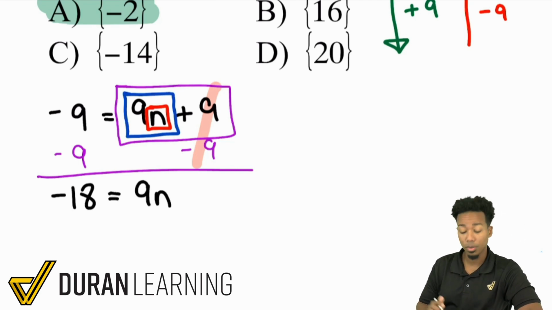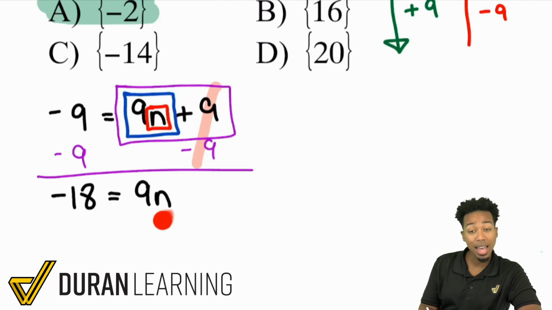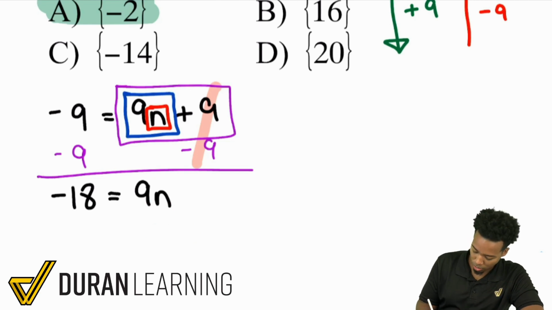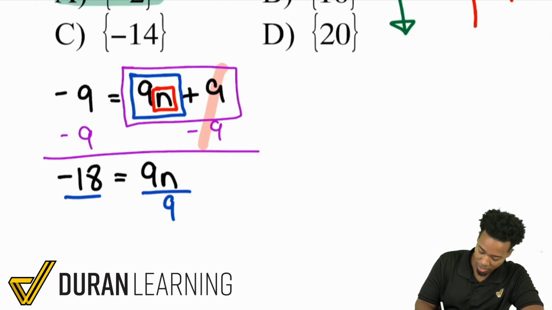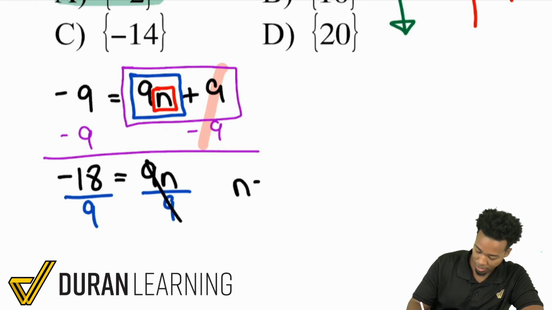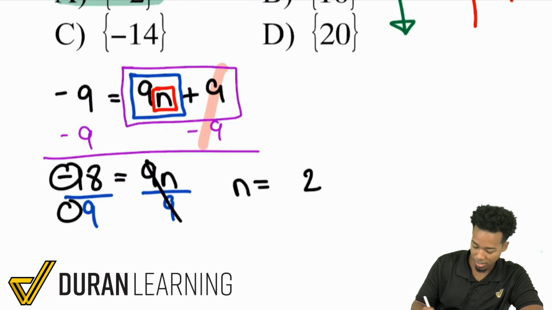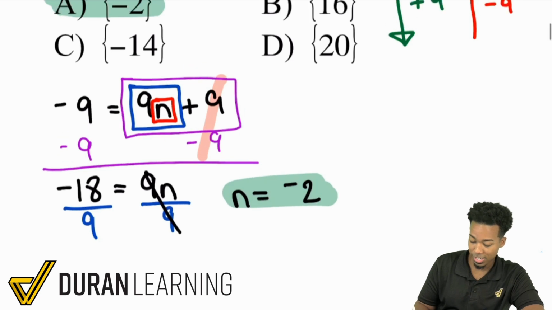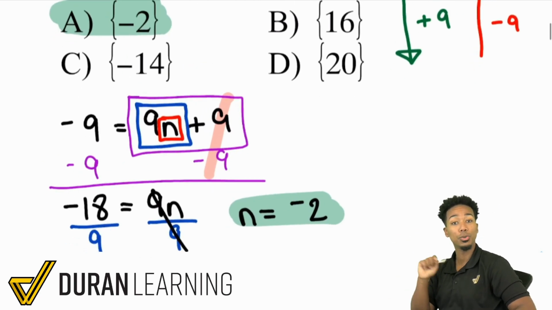And then from there, we notice that we have, again, 9 times n. What's the opposite of multiplying by 9? Dividing by 9. And so what I'll do to both sides here is divide both sides by 9. And I get myself over here, canceling out, n equals 18 divided by 9 is 2. A negative divided by a positive, that is a negative. So the answer here, like I said, -2.